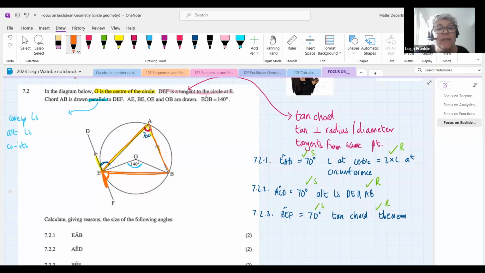Okay, so this line EB, it's a chord. It cuts the circle into 2 segments. All right, and angle A is in the alternate segment. Okay, so that's why we would say tan chord theorem in this case.